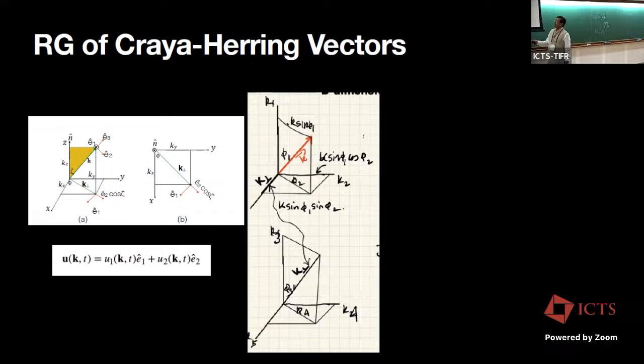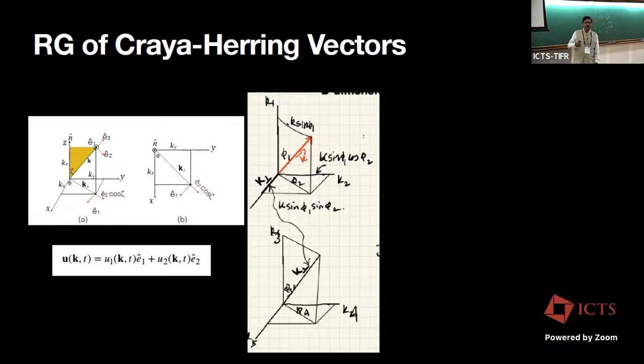So we have three components of velocity field in Navier-Stokes. It turns out we can do that work, but if you work with three components and we also have the divergence-free condition, del dot u is 0, that involves a lot of algebra. It turns out, just by accident, if I use the Craya-Herring basis, then my calculations are simpler. At least I find it much more compact. I don't need to deal with tensors at all. Tensors are gone.